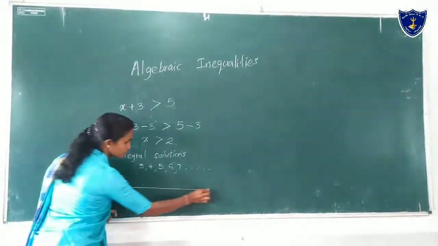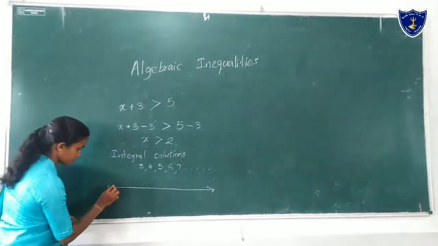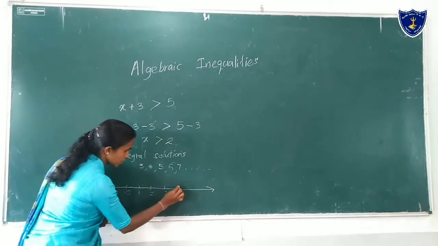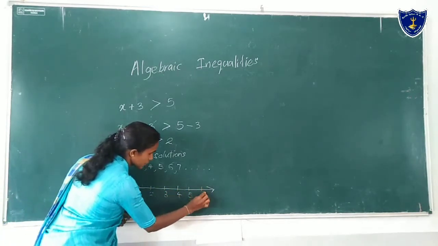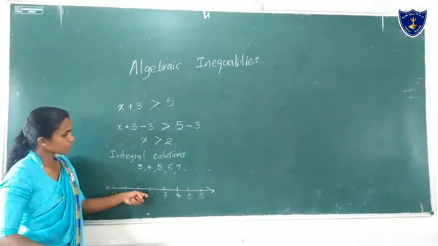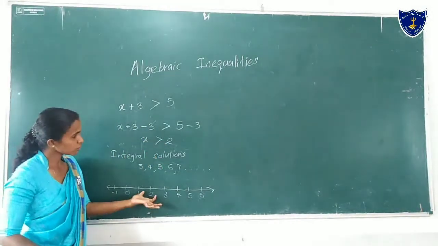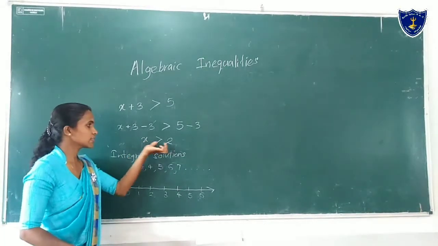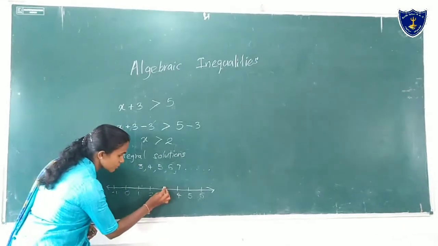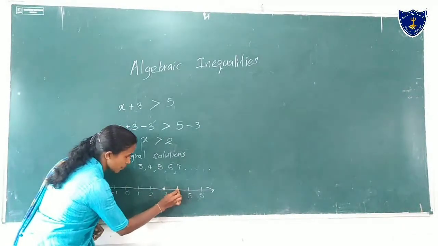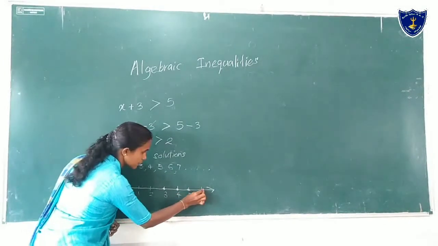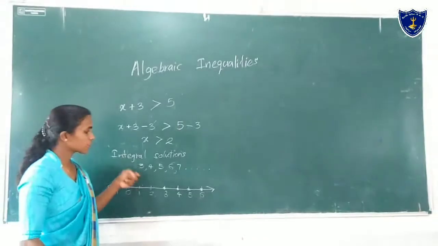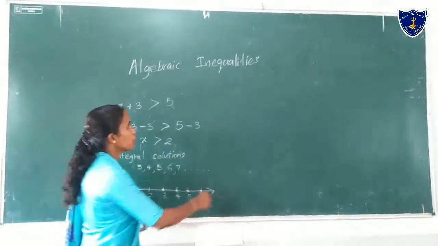On a number line, when we represent the integral solutions, x should be greater than 2. So we have to take the integers which are greater than 2. Only the integers you have to mark: 3, 4, 5, 6. So you have to mark only the integers on this number line.